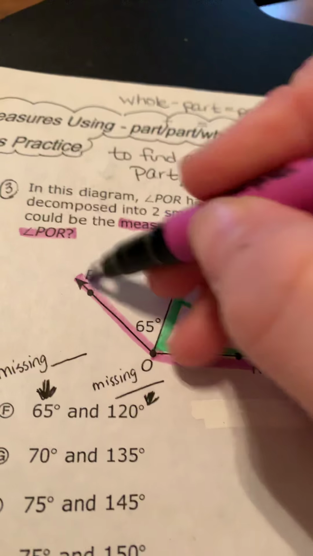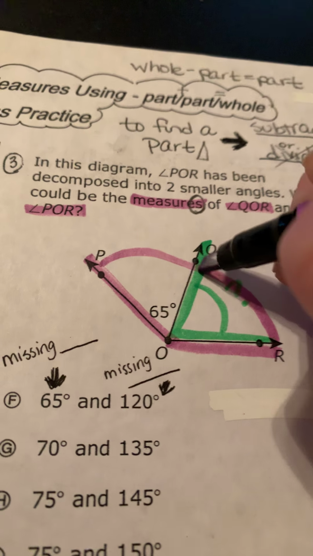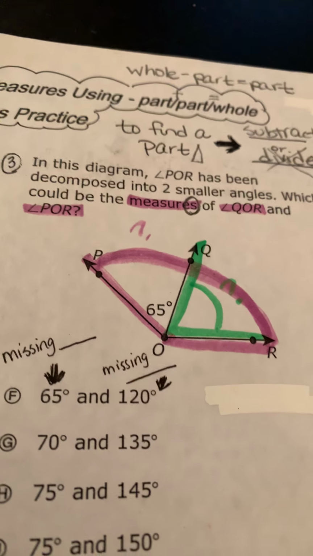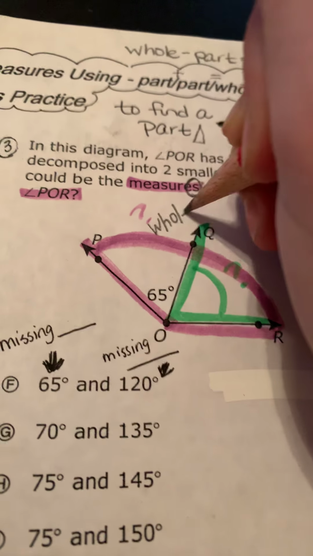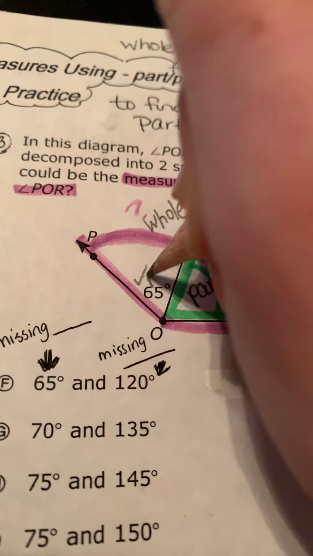Now, POR takes me from one side of the model to the other. What would you call that one? POR, from one side to the other. Would that be a whole or a part? Yeah, we're missing the whole number, and we're missing this part. I've got that part right there.